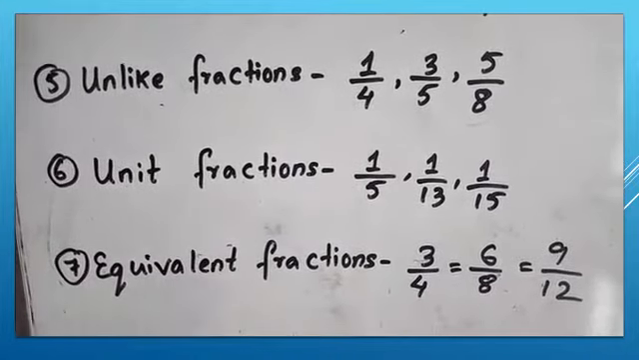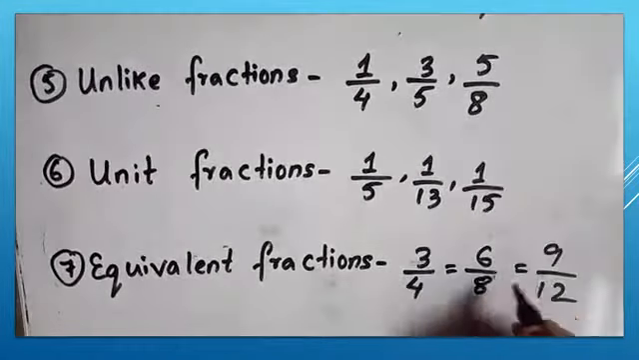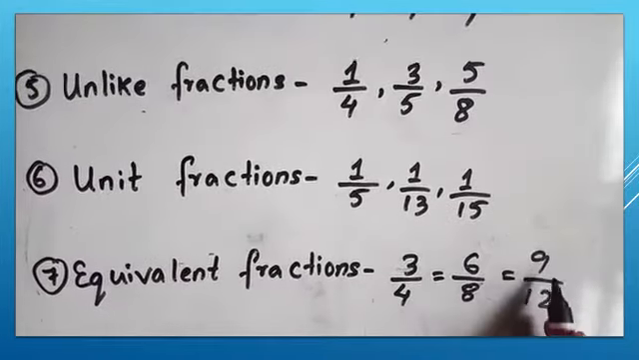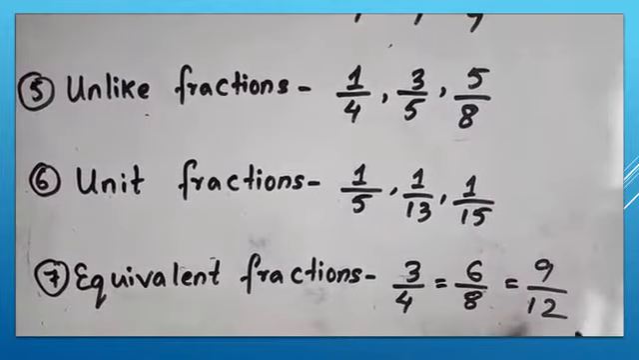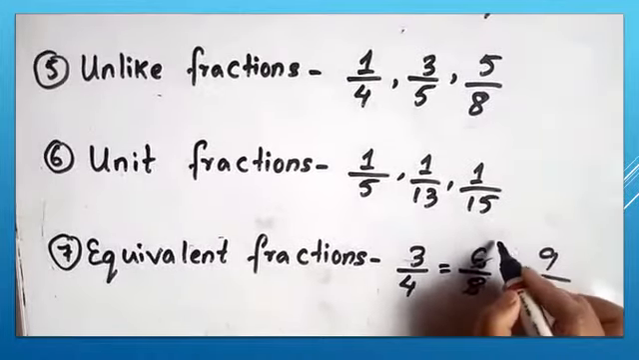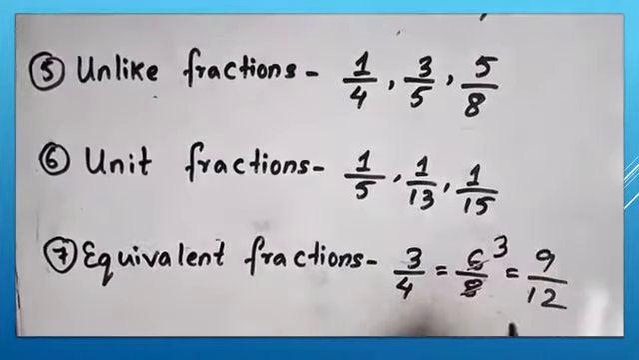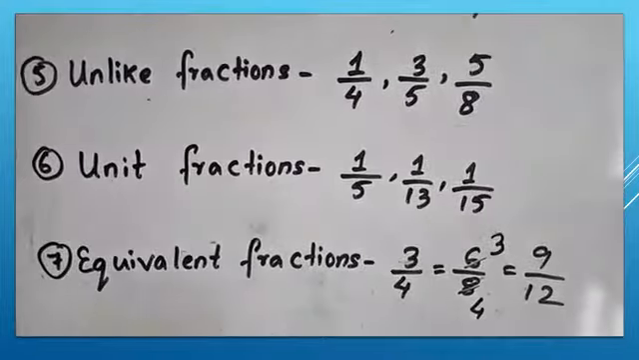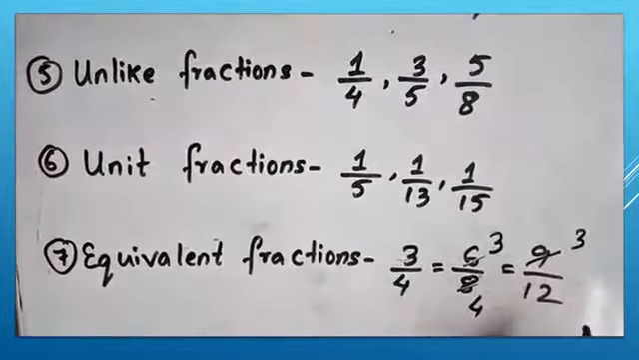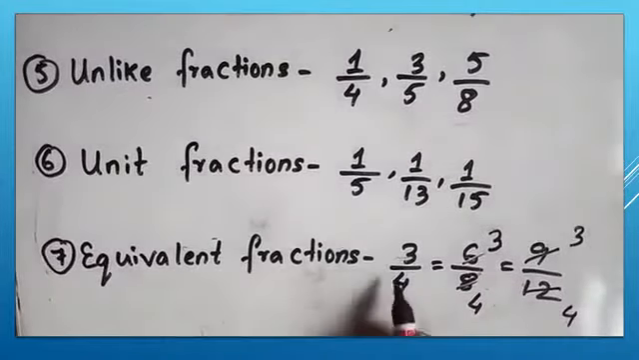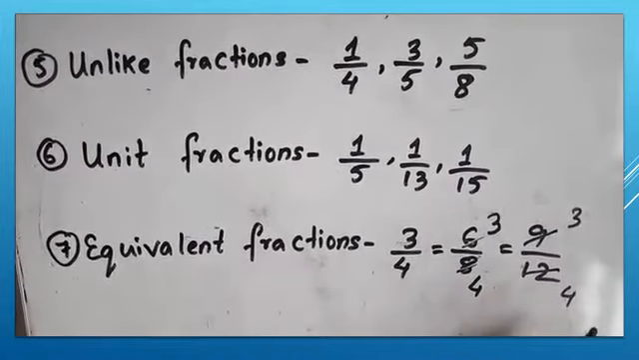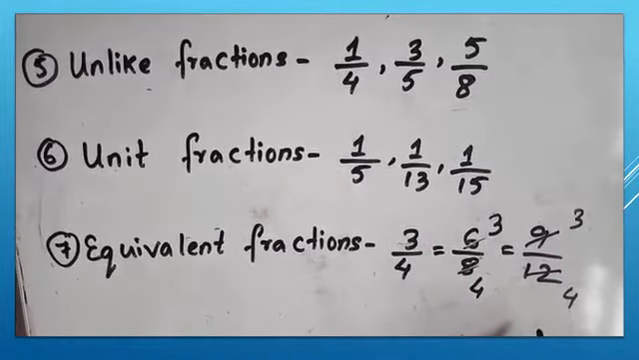When we say equivalent fraction, you can see here in the example, I wrote 3 by 4 is equal to 6 by 8 is equal to 9 by 12. Why? Because when you multiply, 2 3s is 6, 2 4s is 8. So it is the same as 3 by 4 again. Now this one also, 3 3s is 9 and 3 4s is 12. So these are all equivalent. So fractions having the same value are called equivalent fractions.